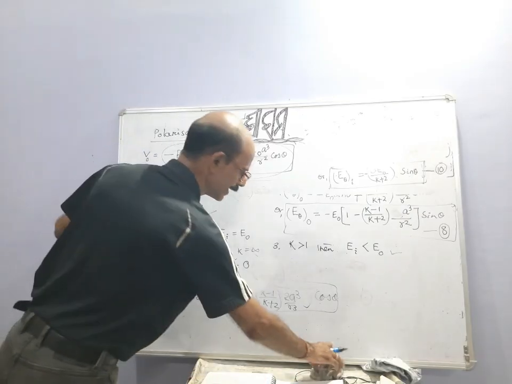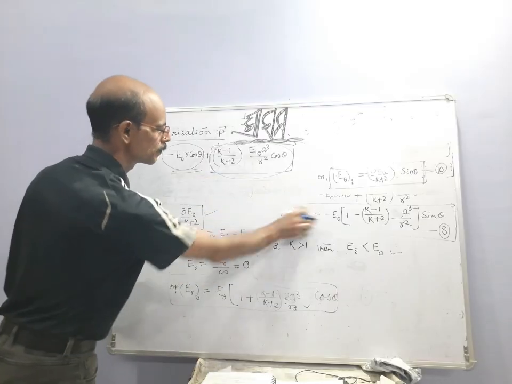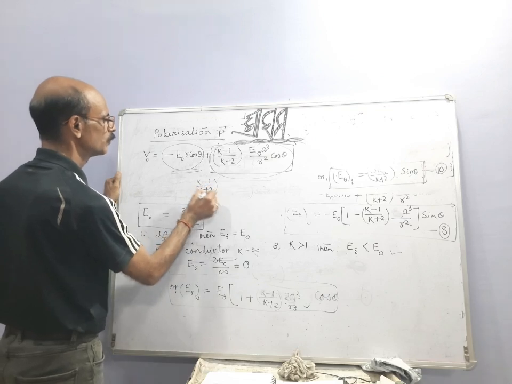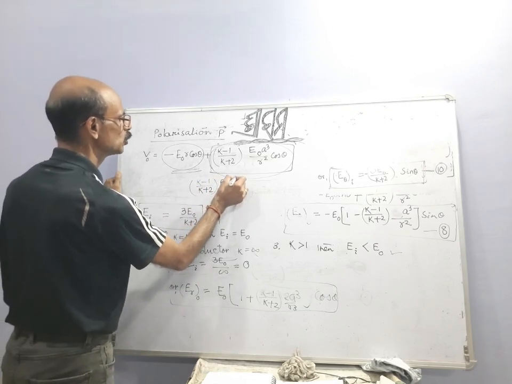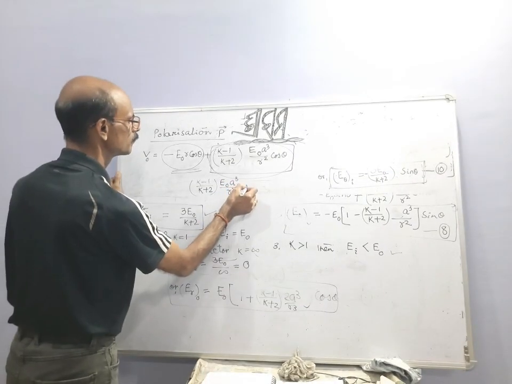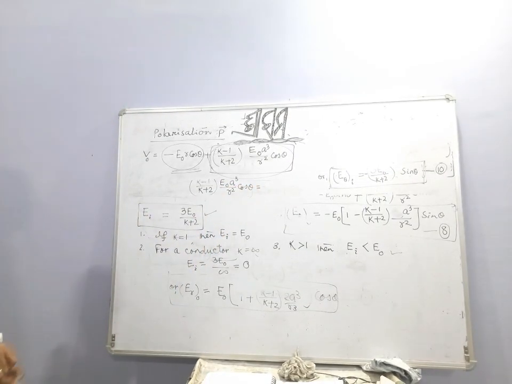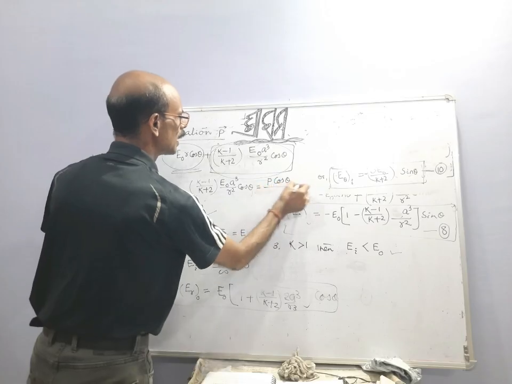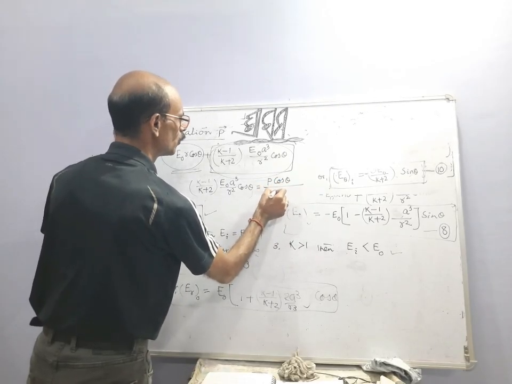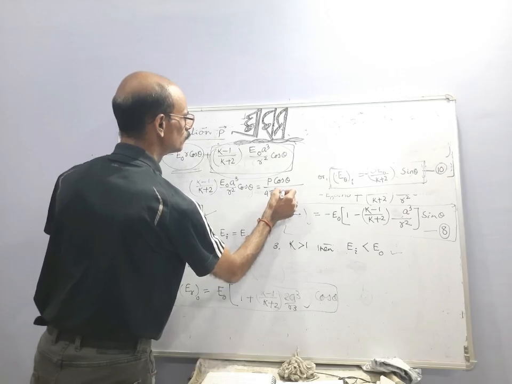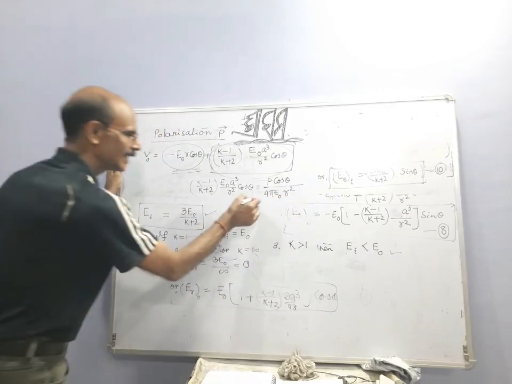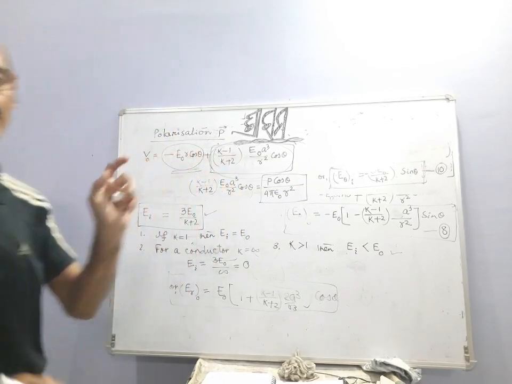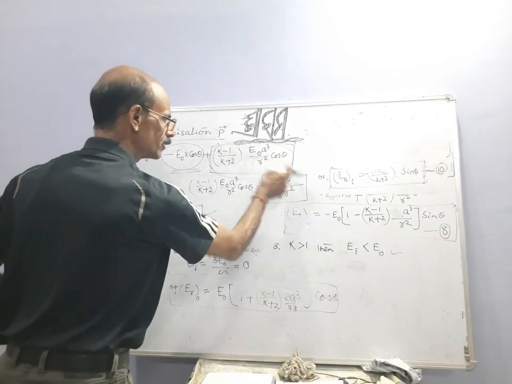As in the conducting sphere we had discussed, this second term, (K minus 1) by (K plus 2) E0 a cubed by r squared cos theta, equate it with the general expression for potential due to a dipole at any point in terms of polar coordinates r and theta.